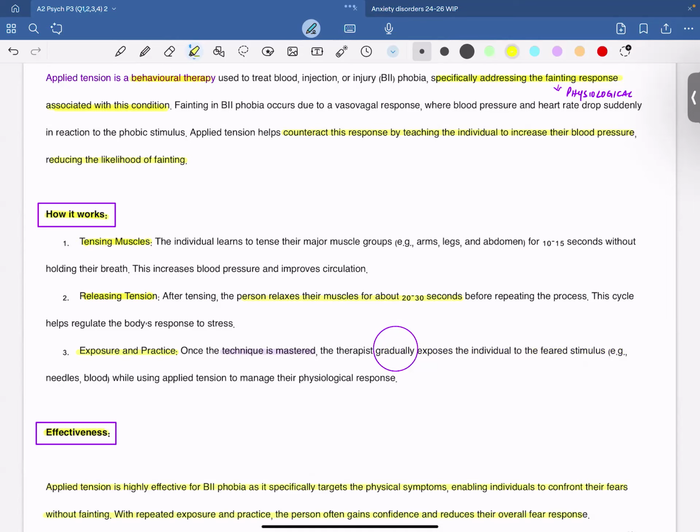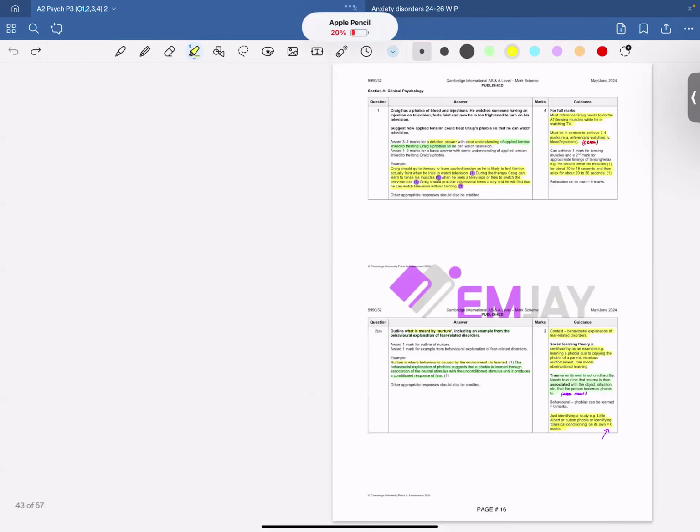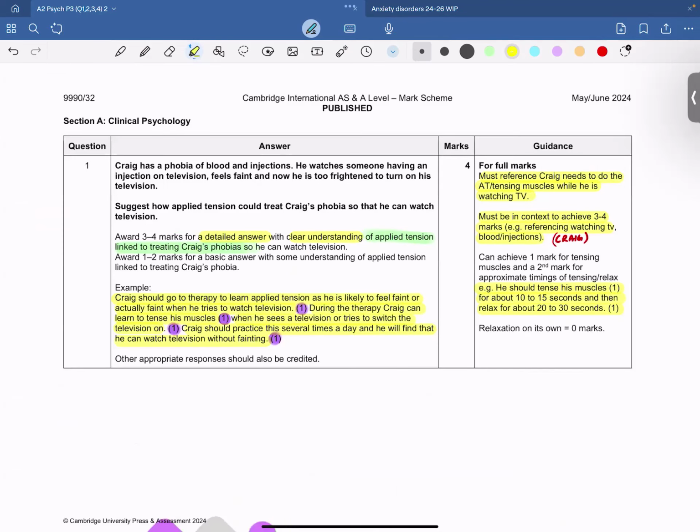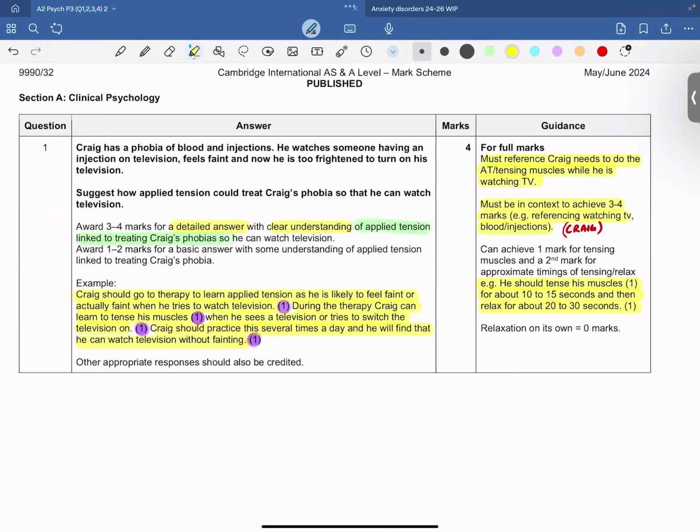Now, moving on towards the question that we had initially read, the question read, Craig has a phobia of blood and injections. He watches someone having an injection on television. He feels faint and now he's too frightened to turn on his television. Suggest how applied tension could treat Craig's phobia so that he can watch television.